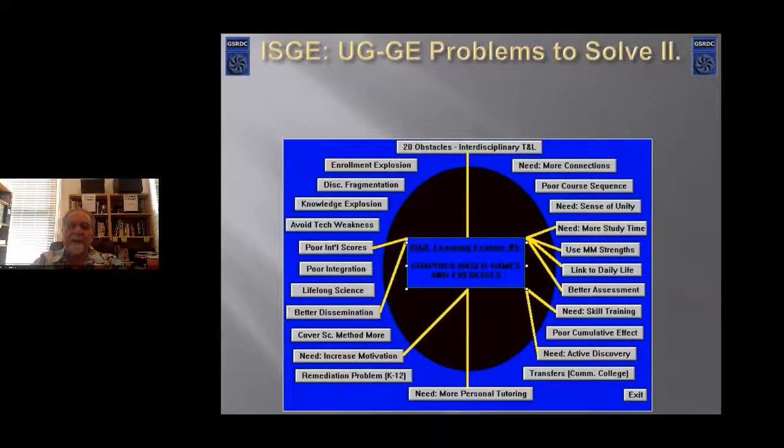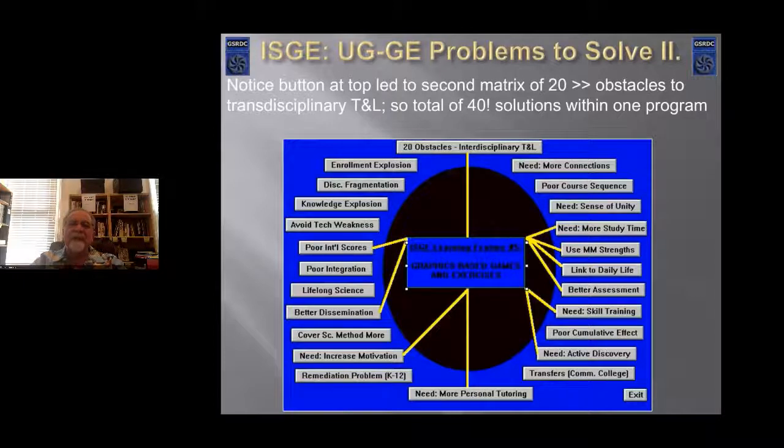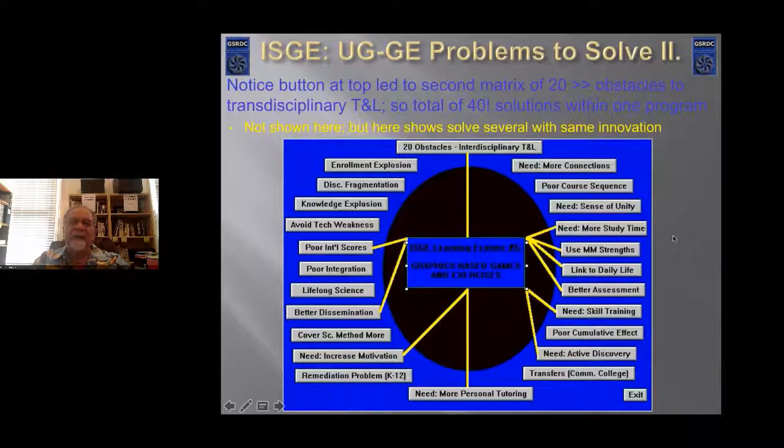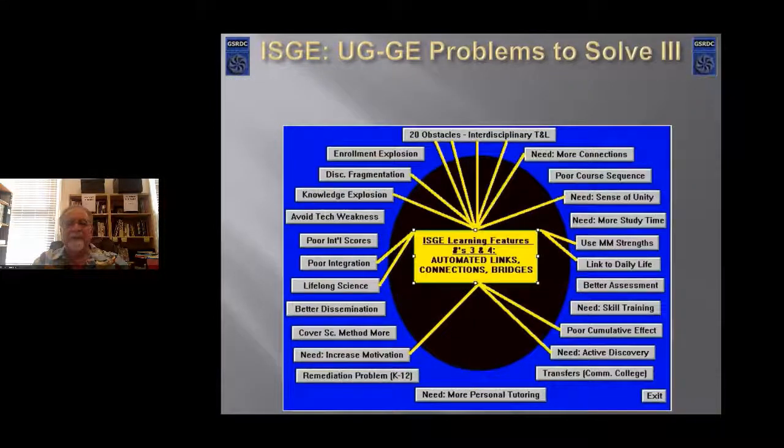And what we attempted to do is, these also were buttons in the 20 obstacles. I didn't bring that one up, but I don't know if you can read that. In the middle box, it says ISGE learning feature number 5, graphics and graphics-based games and exercise. It answers all of these at the same time. So there were all kinds of solutions built into the teaching and learning methodology. I can't click on these because this is not an active screen, but it was for my demonstrations that I gave to 120 different countries.